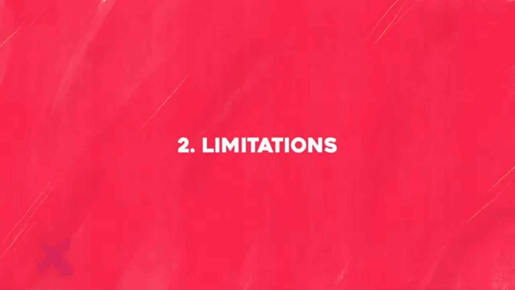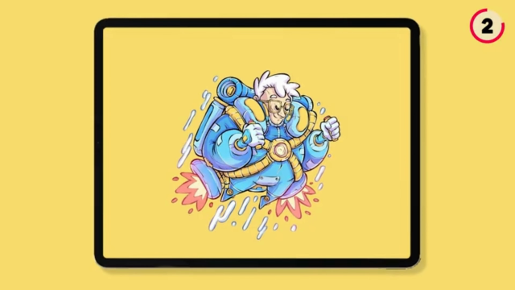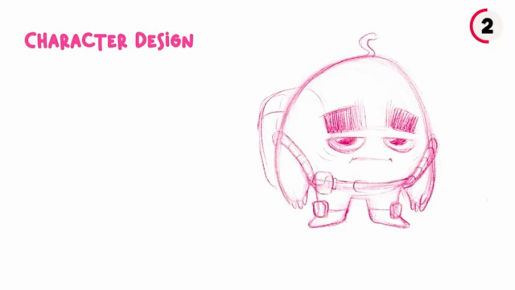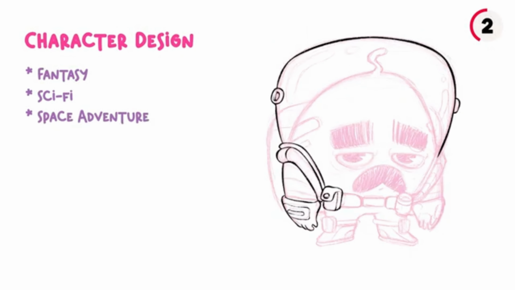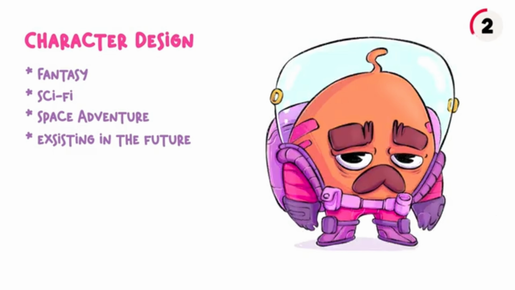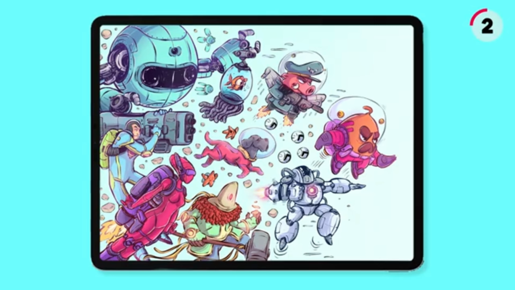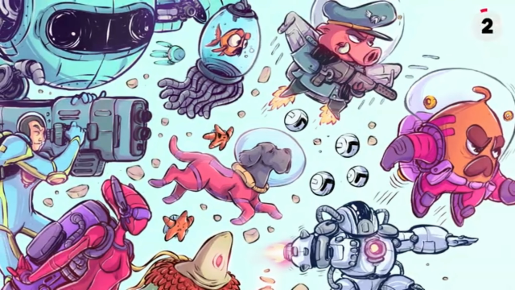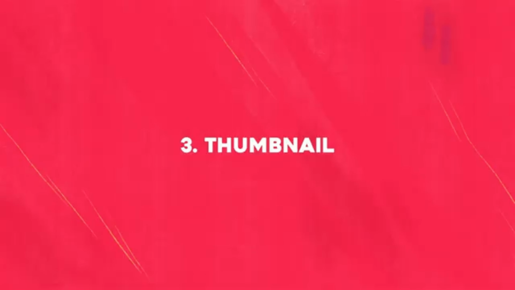Number 2, have limitations. Have limitations while you're designing a character, because that will actually foster your creativity. How? Well, you build your characters for a world. Don't just say, I want to create a character. Say, I want to create a character for a fantasy sci-fi space adventure story that exists in the future. And all of a sudden you have a limitation that you can work with, and your brain has something to focus on, and it will give you very specific ideas for your design. So have limitations.